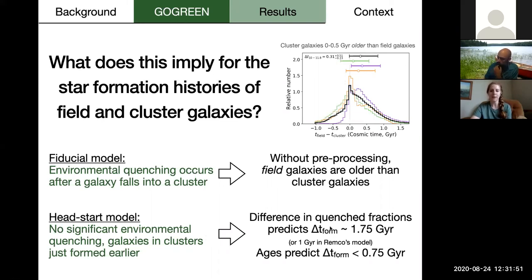In doing this, you can make predictions of how much earlier the cluster galaxy should have formed to reproduce either the quenched fractions or the difference in the mass-weighted ages. So we've done a slightly different modeling approach than Remco. We've constrained the difference in formation times to within 1.7 gigayears based on the quenched fractions. But this doesn't jive with the fact that the ages restrict the difference in formation times to less than 0.75 gigayears. So there's still work to be done here because we haven't yet found a toy model that's simple enough to pull together all of the different results from our GOGREEN analysis.